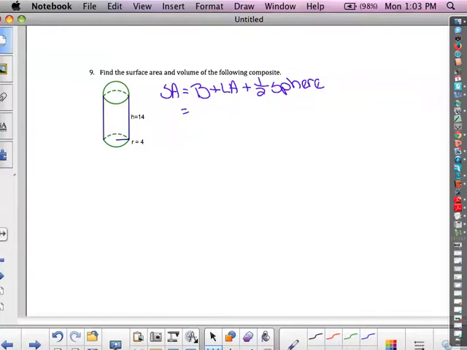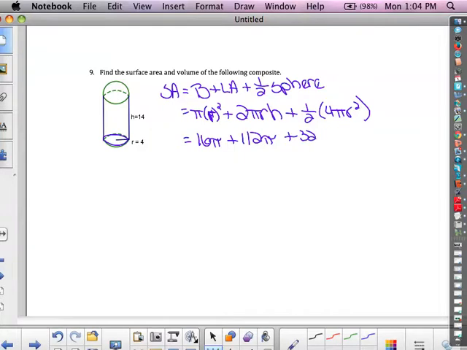So when we're looking at the base, it's a circle, that's going to give me pi r squared, so pi times 4 squared, plus the lateral area, which is the circumference times the height, 2 pi r h, then plus the area of the sphere, which is 1/2 4 pi r squared. That should be r squared. That's going to give me 16 pi plus 112 pi plus 32 pi for a total surface area of 160 pi units squared.